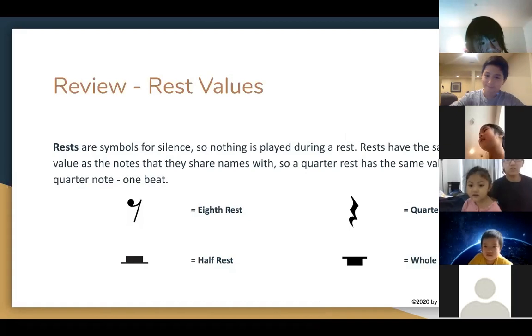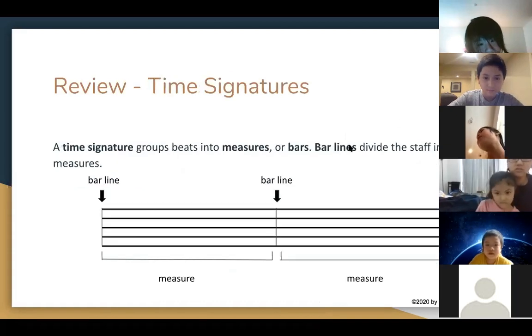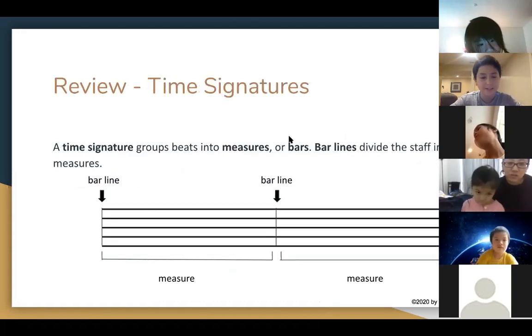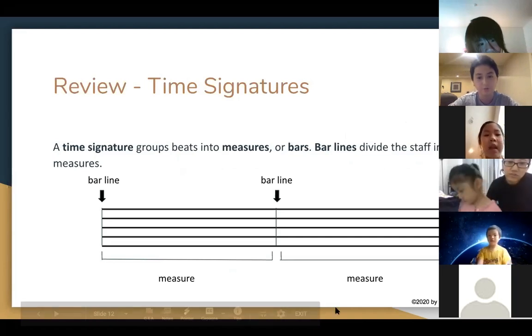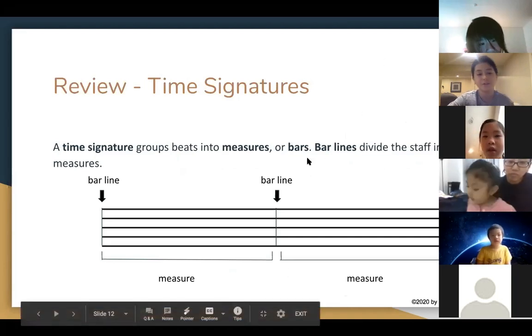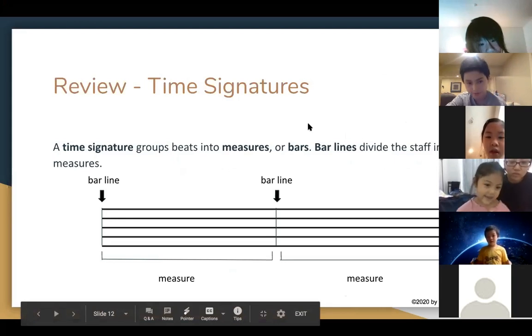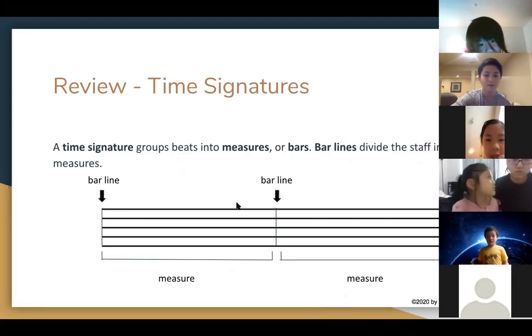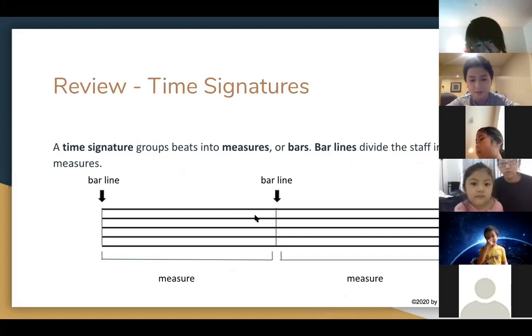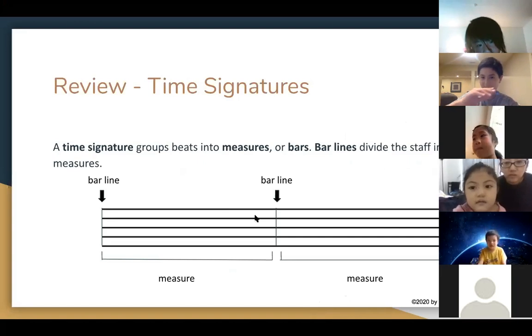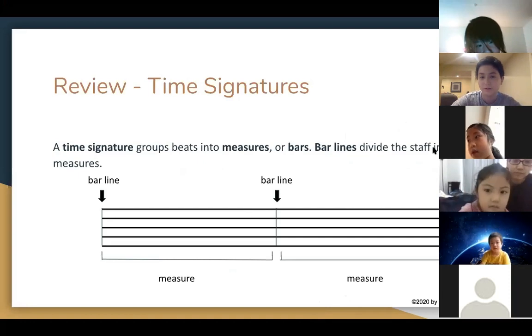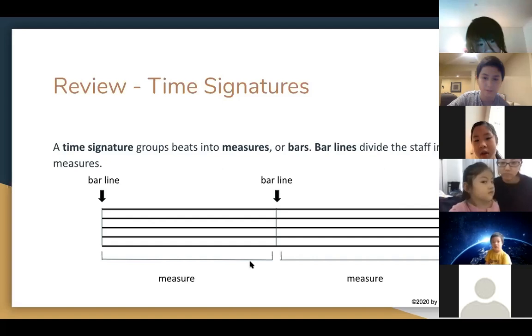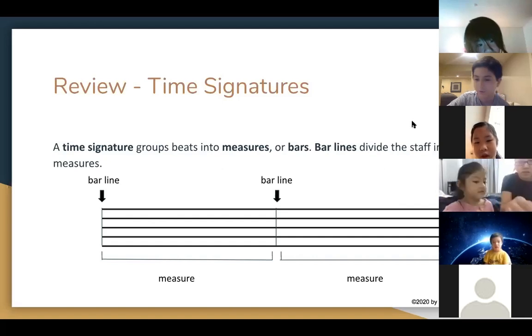Okay, let's go on. Okay, time signatures. A time signature groups beats into measures or bars, and bar lines divide the staff into measures. You can see in this little diagram, the bar line is a little line that separates one measure from another, and the entirety of the staff until the next bar line is considered a measure or a bar. The two mean the same thing. It can either be called a measure or a bar, whichever you prefer.